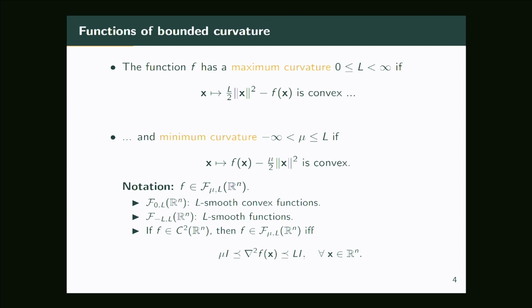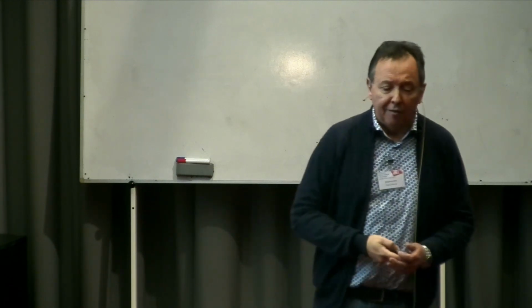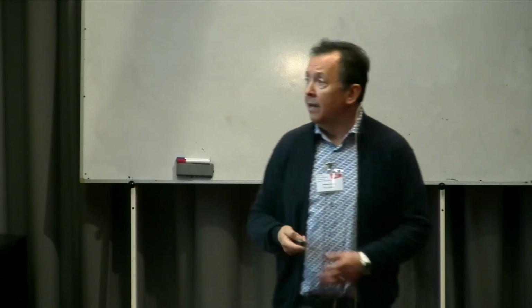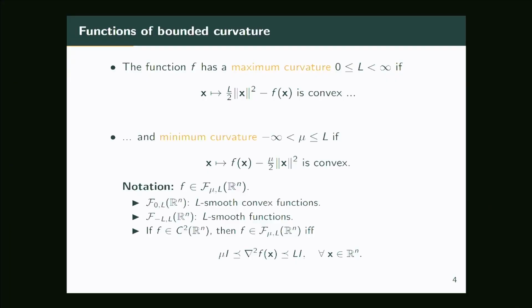If we have mu is 0, we already said we're speaking about convex functions. The L we said corresponds to L smooth. And if mu is minus L, then we are talking exactly about the class of L smooth functions. And if our function, in addition to being continuously differentiable, is also twice continuously differentiable, then it has a Hessian. And then the condition f belonging to this class is the same as saying that the spectrum of the Hessian lies between mu and L. So all the eigenvalues of the Hessian lie between these two values.